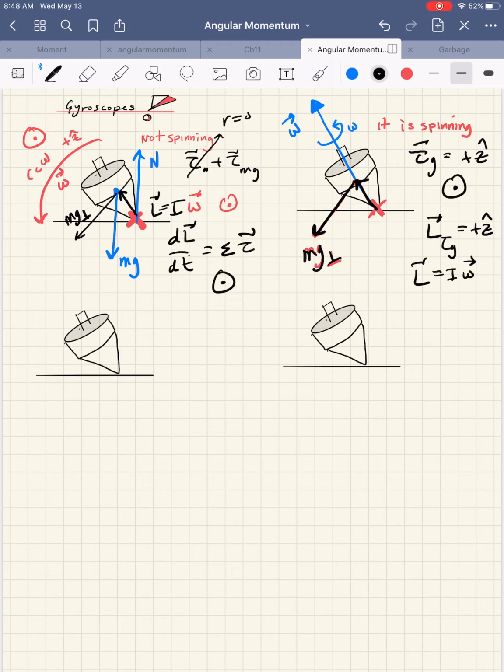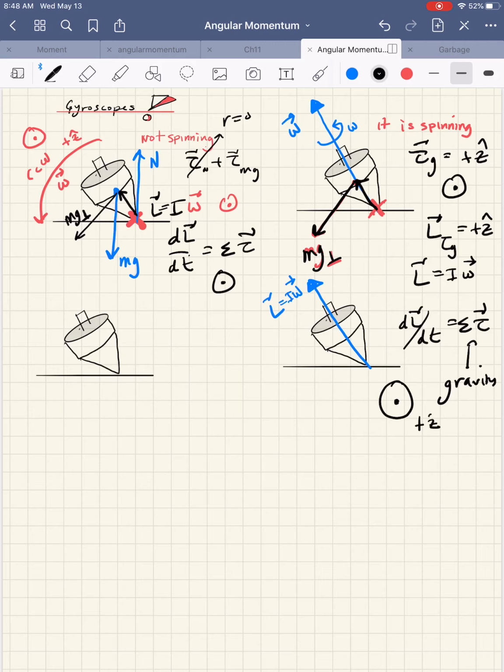So what I actually care about is this. When it is spinning, I have an L equals I omega just from the spinning itself. And then from the torque associated with the torque from gravity, there's a change in omega that's going to point out of the board. So I have an existing omega like this, and then the torque changes it, pointing out of the board.